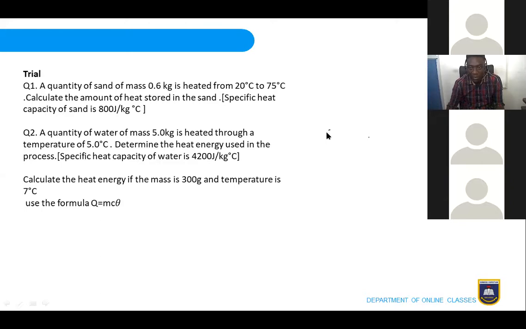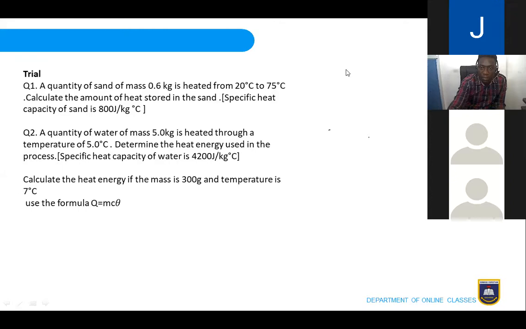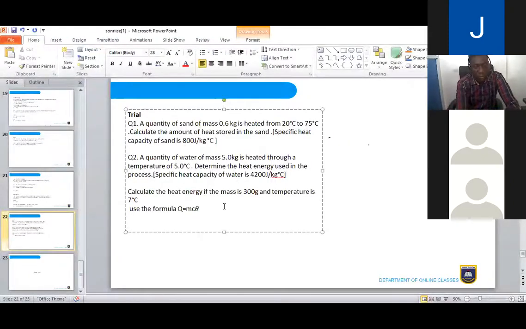Justin. So the first one I had 26,400 joules as the amount of heat stored. And the number 2, I had 105 kilojoules. And then the third one, I'm not sure, but I had 97,020 joules.